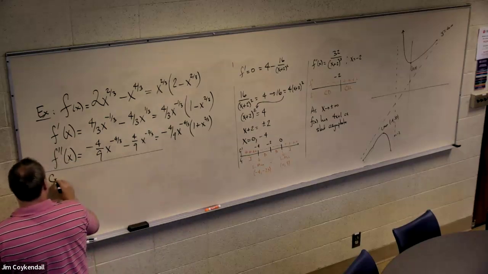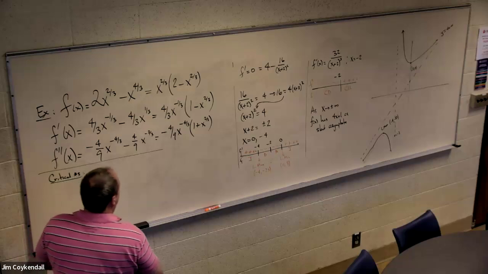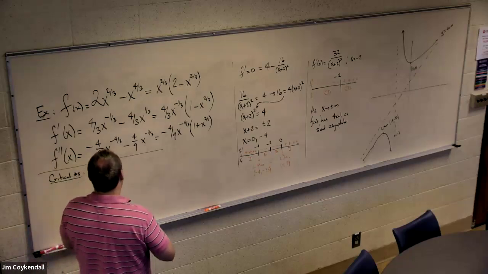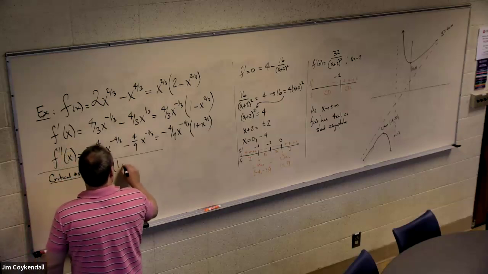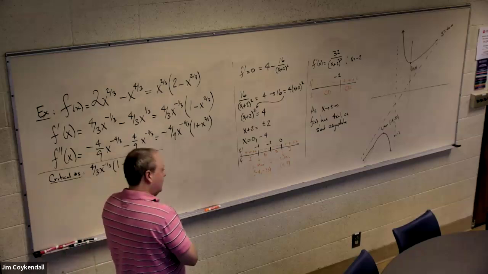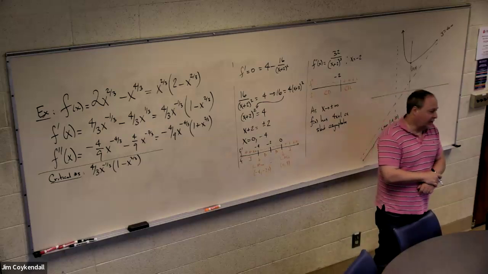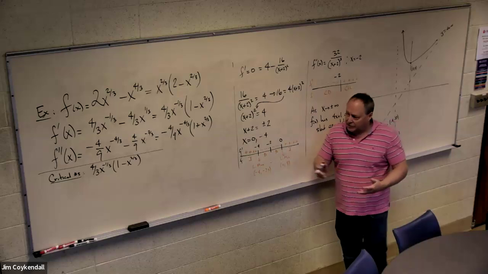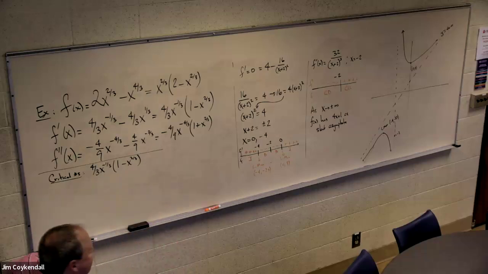Critical numbers. Okay. So what we have is 4/3 x to the minus 1/3 times 1 minus x to the 2/3. Critical numbers are where this thing is either 0 or undefined, or at least points in the domain, which in this particular case is everything. So what do you see? One of them is 0.